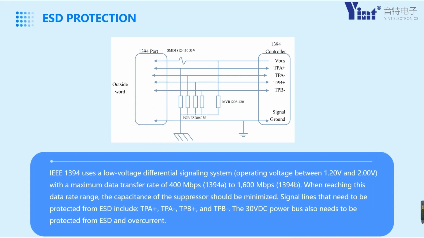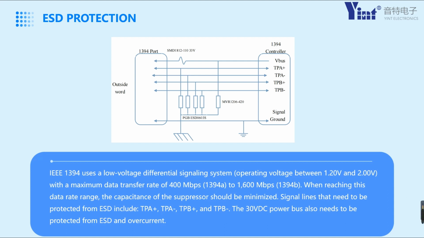IEEE 1394 uses a low-voltage differential signaling system, operating voltage between 1.20 V and 2.00 V, with a maximum data transfer rate of 400 megabits per second, 1394A, to 1,600 megabits per second, 1394B. When reaching this data rate range, the capacitance of the suppressor should be minimized.